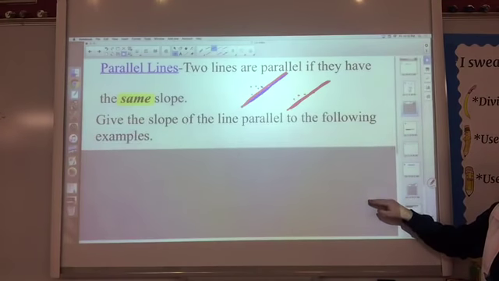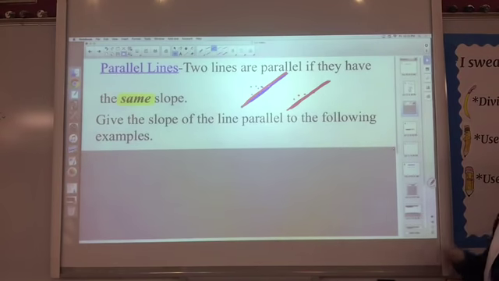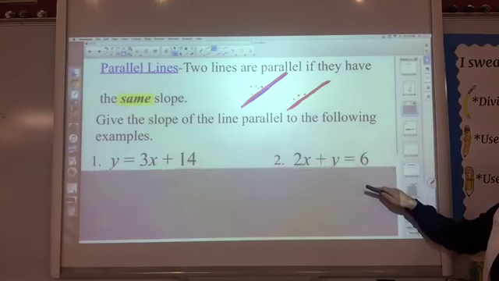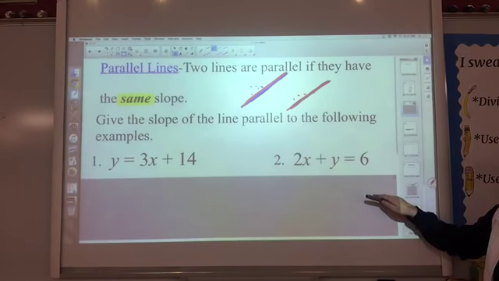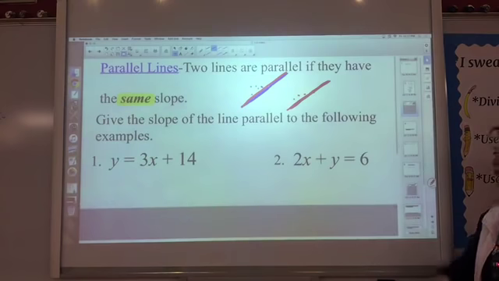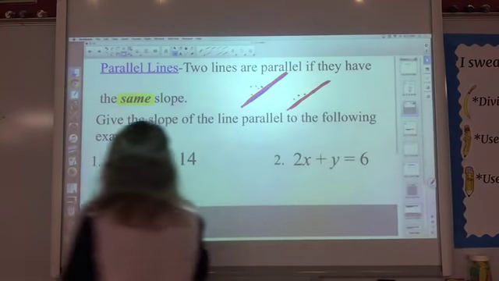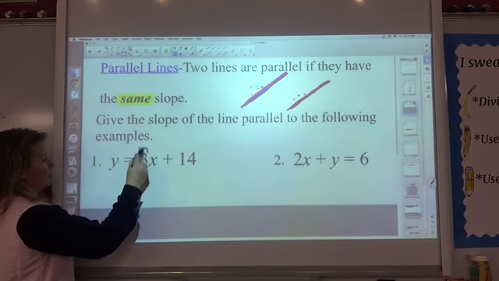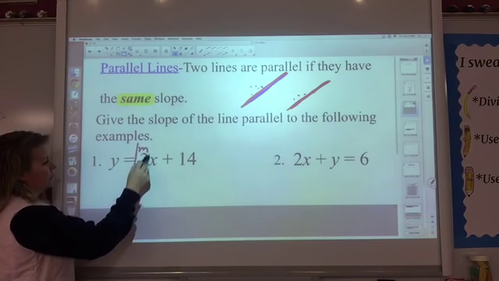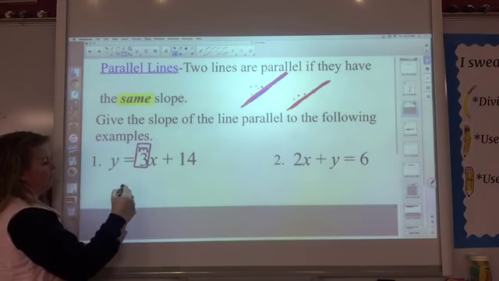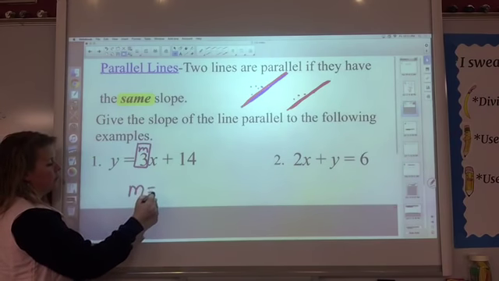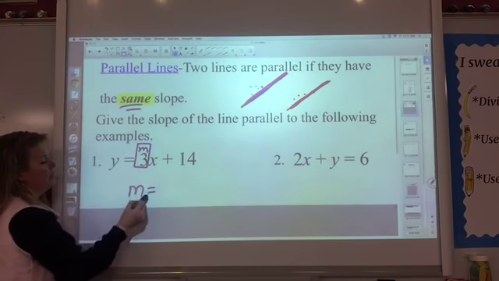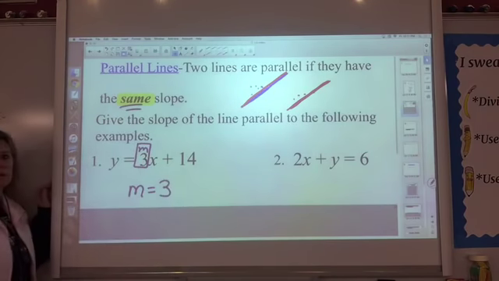So this one's asking you to give the slope of the line parallel to the following examples. Write that down in your notes. You need the instructions. Give the slope of the line parallel to the following examples. Find this slope. This slope is 3. Find your new slope. What's your new slope? Well, if they're the same, your new slope is also 3.